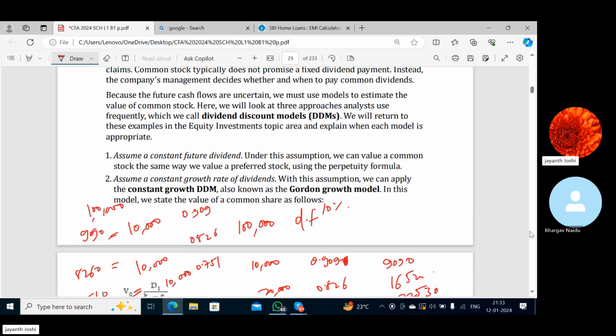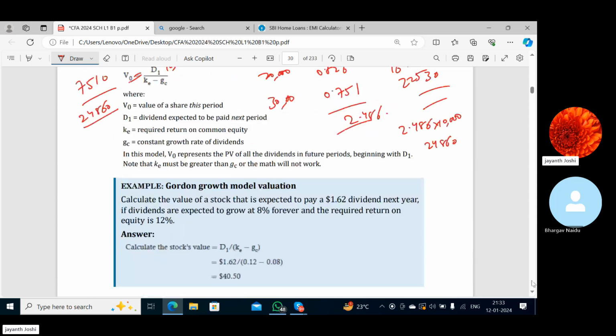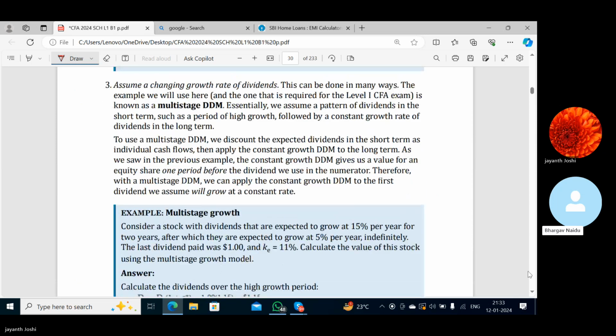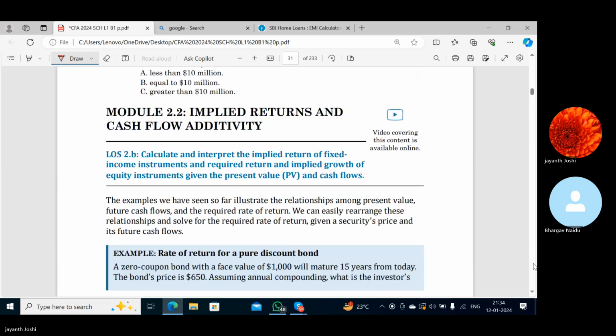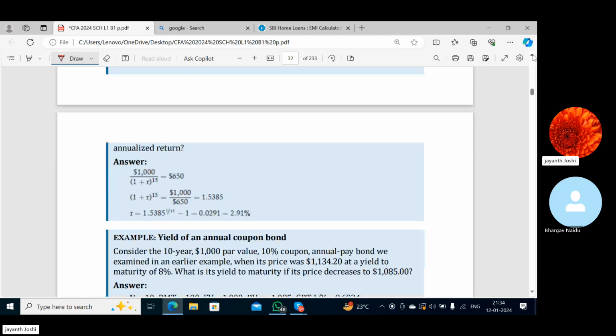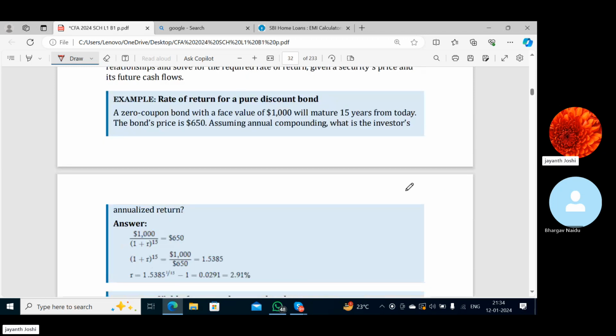I'll give two formulas to you: present value of annuity and future value of annuity. How to use them we will do when we get some questions or scenarios. As of now they haven't given any scenario, so I'm also not using that concept. They have messed up things actually. I don't know what changes they have done, but it's a messed up one now.